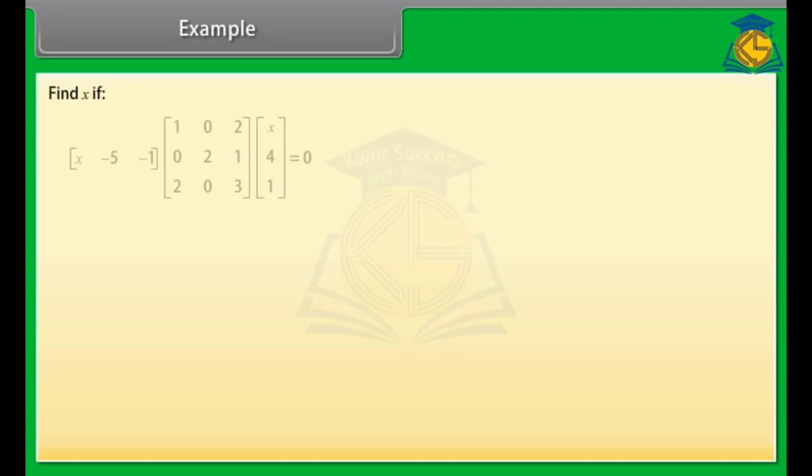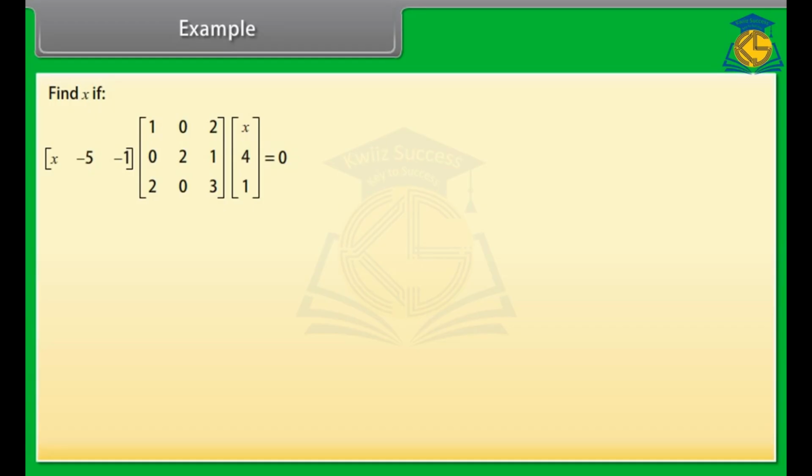Example. Find x if matrix row-wise first row [x, -5, -1] multiplied by matrix row-wise first row [1, 0, 2], second row [0, 2, 1], third row [2, 0, 3] multiplied by matrix row-wise first row [x], second row [4], third row [1] is equal to 0.